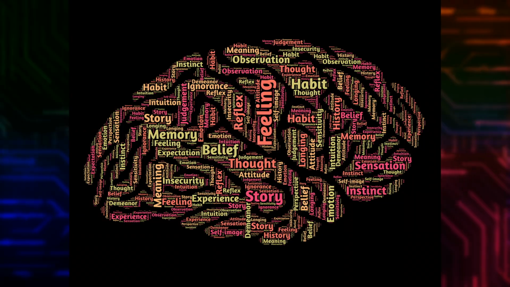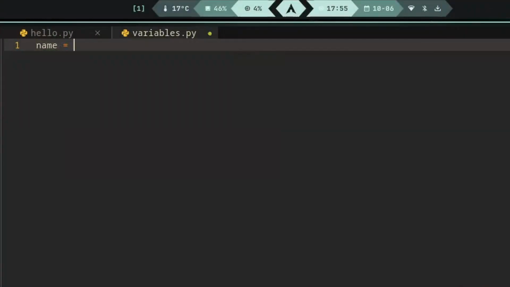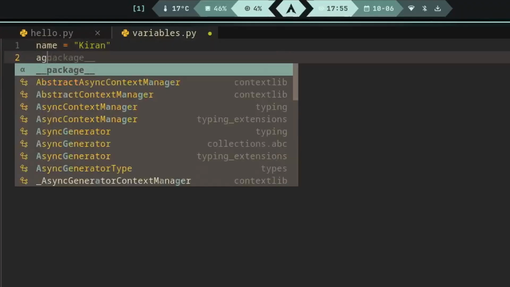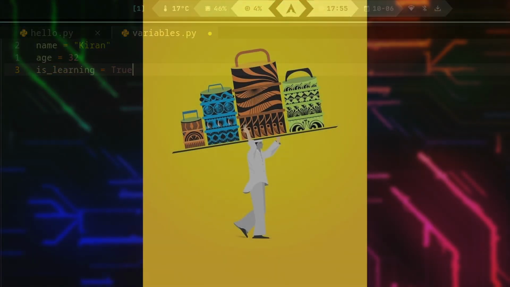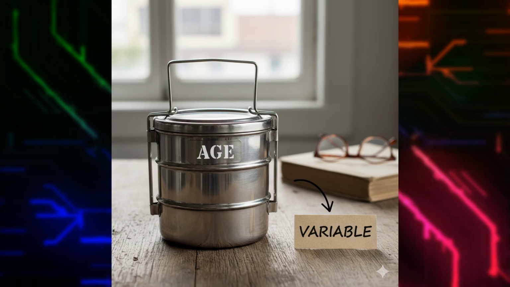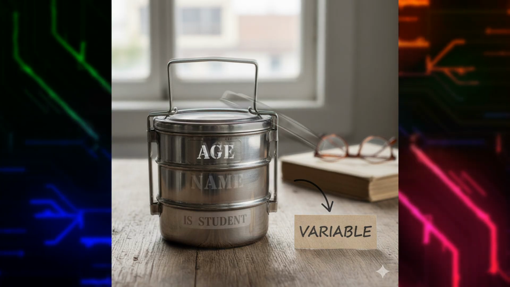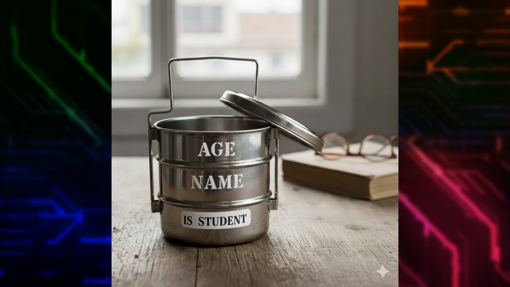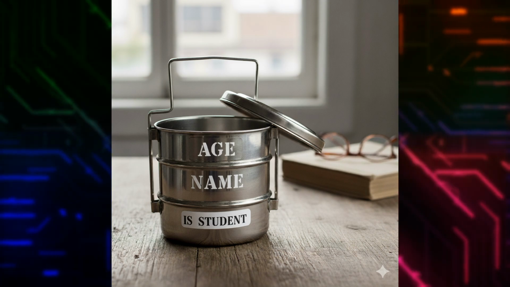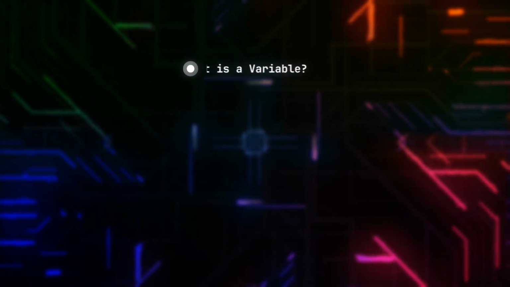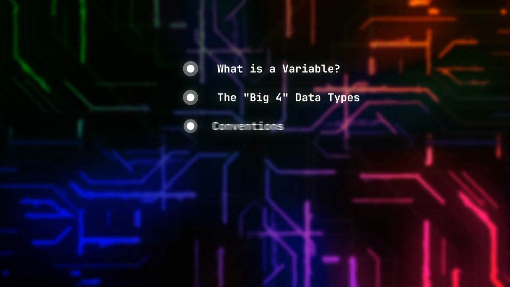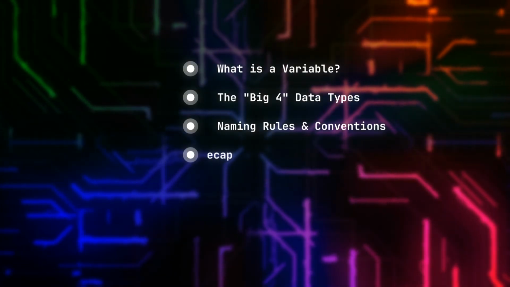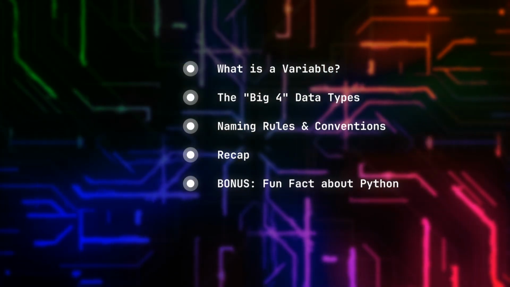But what if we want our program to remember things like your name, your age, or even your favorite food? You need variables. Think of them like these digital dabbas. Let's assume that each compartment in that dabba holds something different and you can label it so you know exactly what's inside. Today we will be covering what is a variable, the big four data types, naming rules and conventions, a small recap, and a bonus fun fact. So stay tuned for that.